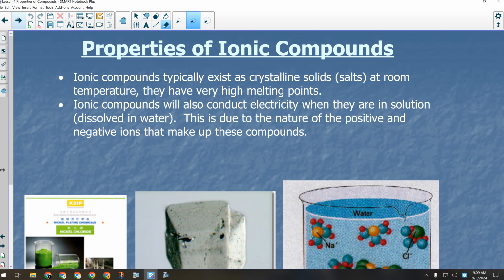Okay. All right. So they conduct electricity when they're in solution. That's going to be important to help us identify compounds next week. It's going to be one of those important properties. When they are in solution, that is dissolved in water, they typically dissolve easily.